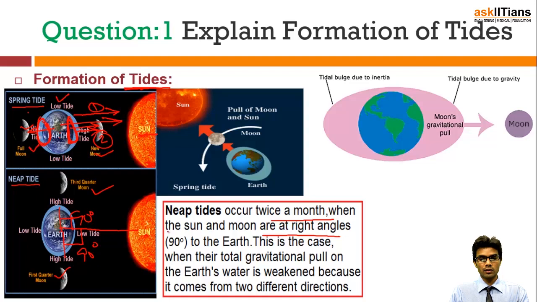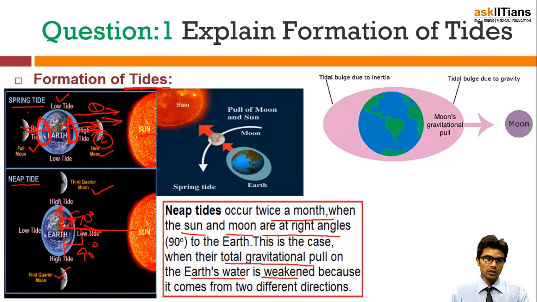So if sun and moon are at right angle to the earth, in this case, the total gravitational pull on the earth's water is weakened. Because it comes from two different directions, the force of attraction between earth and sun is this way, and between earth and moon is this way. So the resultant of these two will be this way.